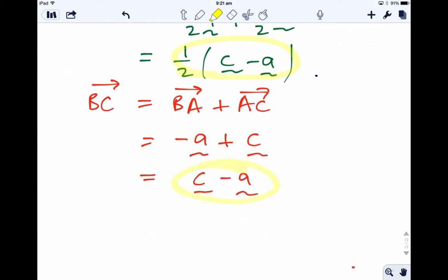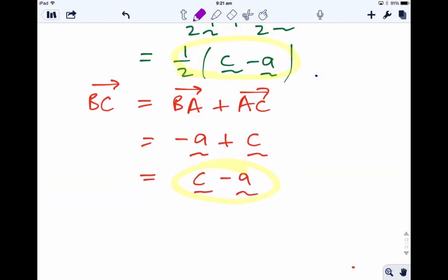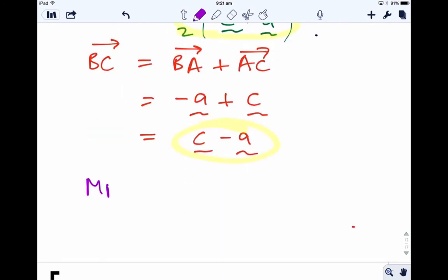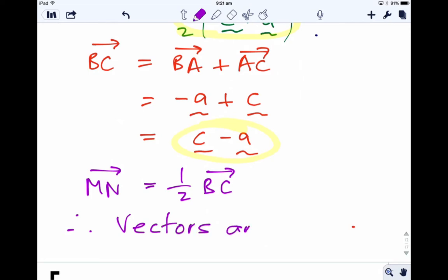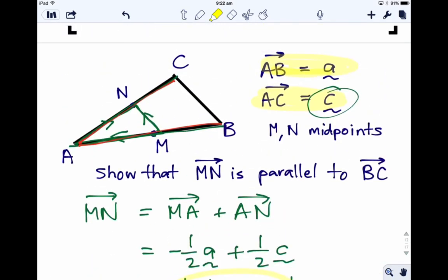Okay, so now we've got this, and now we've got that. We've done it. We've shown really clearly, let's go for the nice purple, that MN is a half of BC. So that means if that vector is half of that vector, we can therefore say that the vectors are parallel. And not only that, because we have this number here, we can also say that the vector MN is half the length of the vector from B to C. So if you look at the diagram there, that's exactly what we've got going on. Pretty simple, but those kinds of ideas you'll use in all of these vector proofs that you have to do.